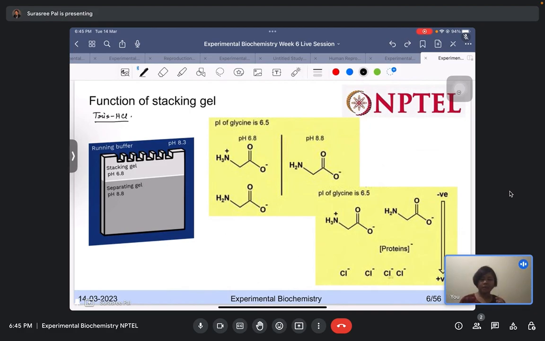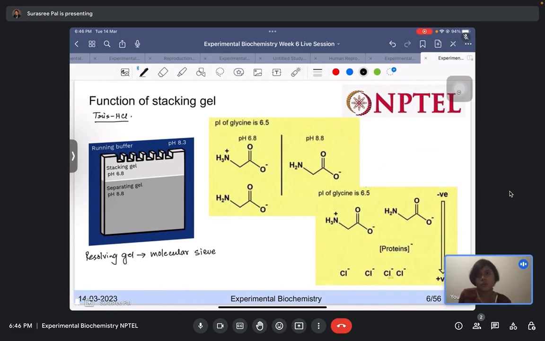So suppose there is no stacking gel and there is only resolving gel. By the name resolving gel, we can have an idea that this works as a molecular sieve. The resolving gel works as a molecular sieve, which means that it has larger pore size and smaller. It has its particular pore size, right?